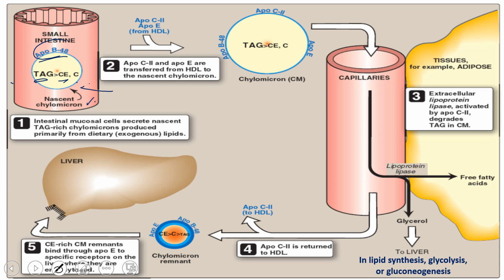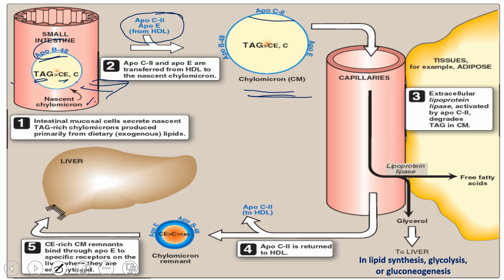So this nascent chylomicron comes into the circulation through the lymphatic duct. In the circulation, it gets C2 and E from HDL, and C3 also, and it becomes the mature chylomicron. Now this mature chylomicron has C2, which is the activator of lipoprotein lipase. This lipoprotein lipase is normally present on the surface of the endothelial cells of the capillary. In adipose tissue and muscles, it will be activated by C2.